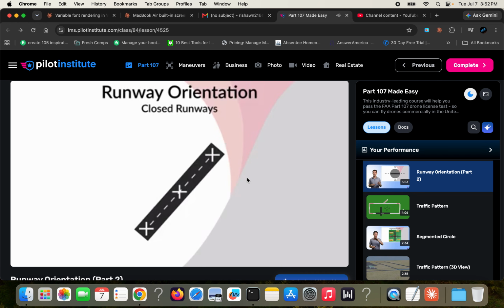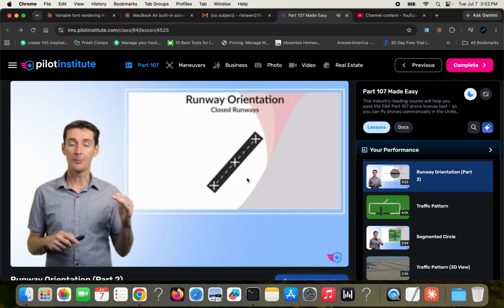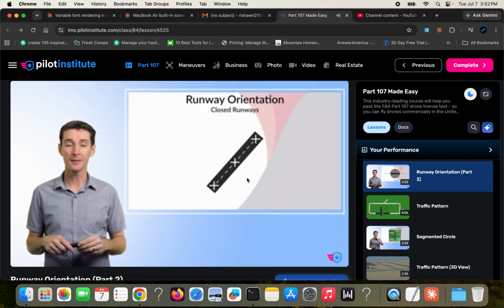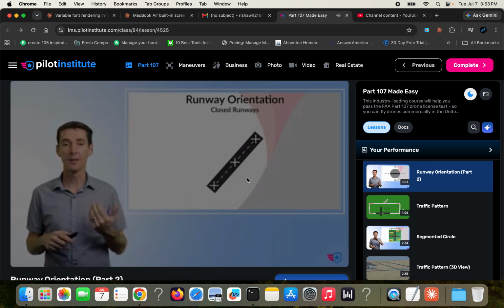Another thing that you might see is this kind of symbol right here on the runway where you have crosses. This means that this is a closed runway. It means that nobody can land there. The runway is probably in pretty bad shape. Now for you as a remote pilot, this means that there's going to be no traffic at this airport. It means that you can probably get a little bit closer if you want to take a look.